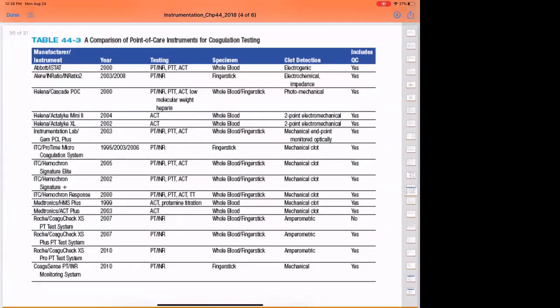Here, you'll see a table that shows you all the different types of point of care testing instruments that are available and cleared and approved by the FDA. You'll see the year that they were implemented, the type of testing that they do, the type of specimen that's required, and the kind of methodology that it employs.